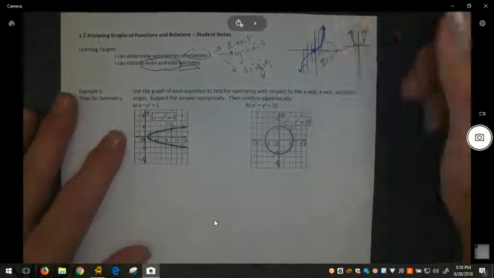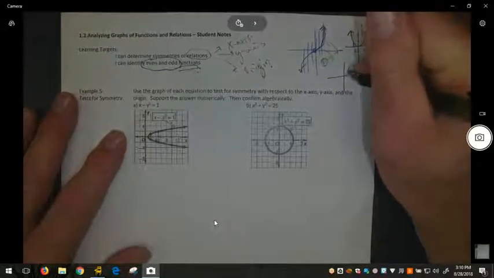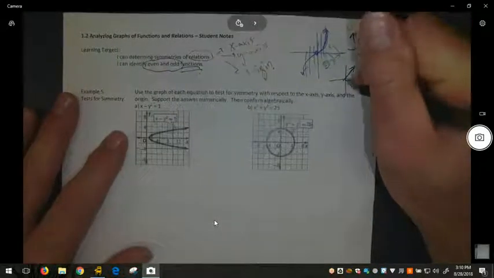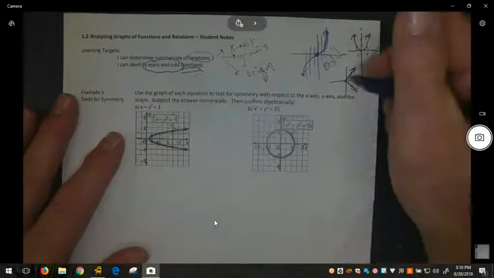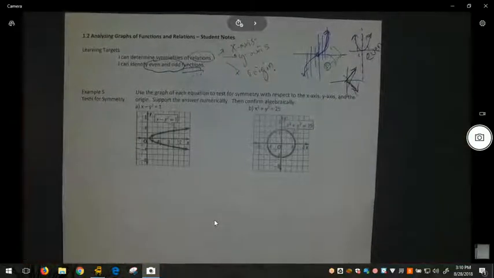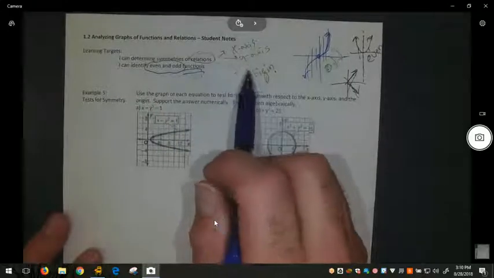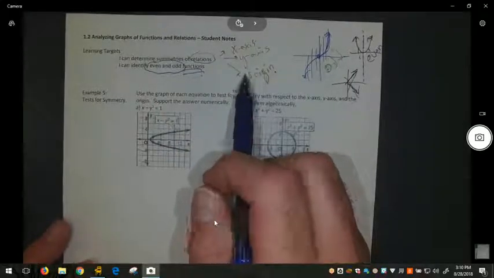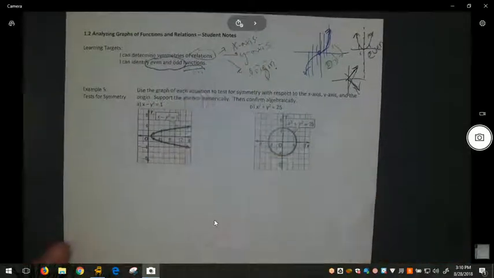Now, things that are not functions could have symmetry with the x-axis. For example, if I had this graph right here, this is not a function, but it does have symmetry with the x-axis. So it's neither even or odd. We'll be looking at this more carefully in this video, and the specific algebra test to determine first if a relation has x-axis, y-axis, and/or origin symmetry, and secondly, if a function is even or odd.